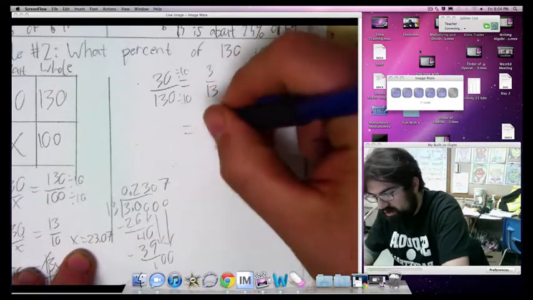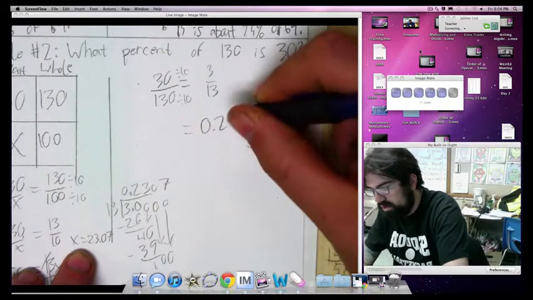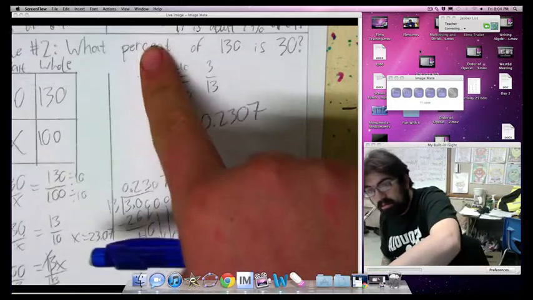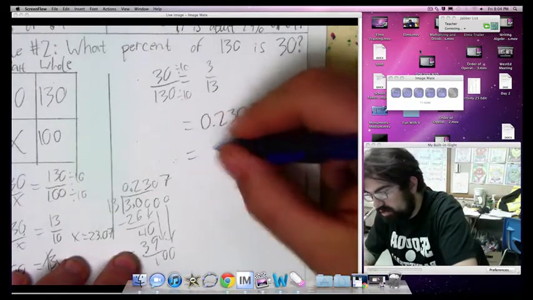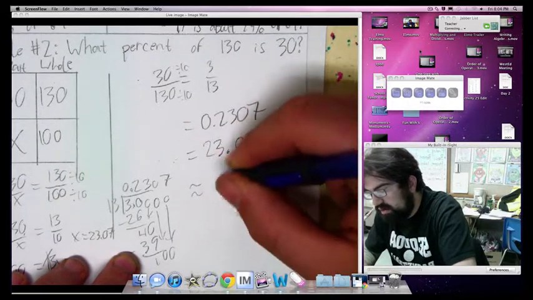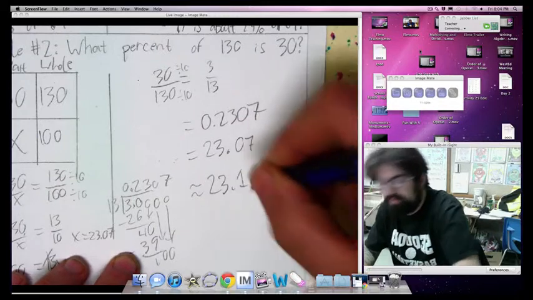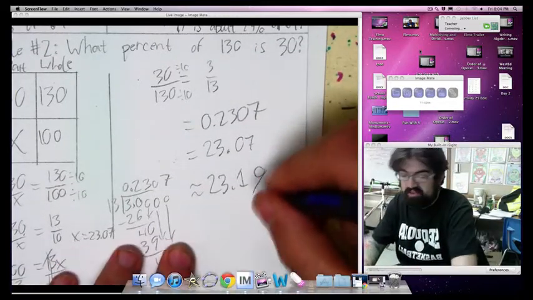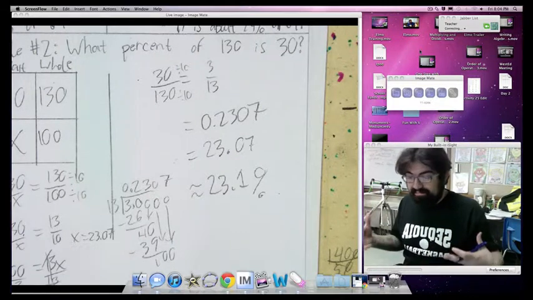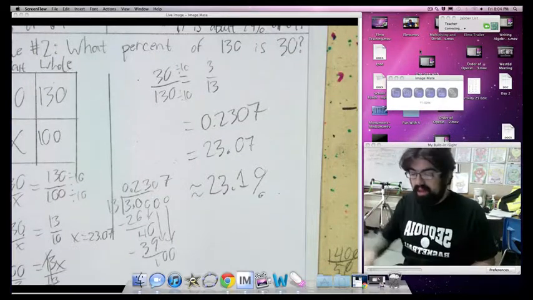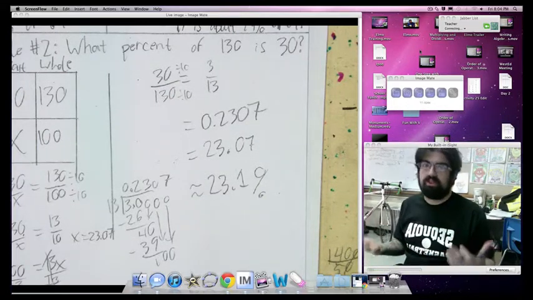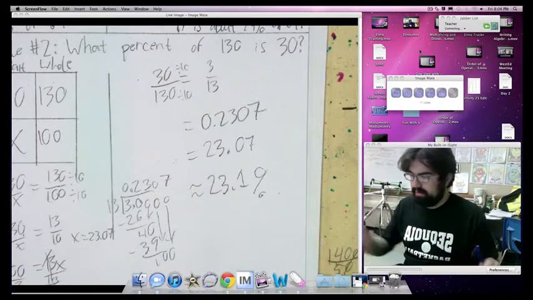So this is about equal to 0.2307. Have to change the decimal into a percent. So this is equal to 23.07, which is about 23.1%. Don't forget that percent symbol. Bad mojo. Another way of doing it, just a little different. You can get confused on just about anything. Do whatever works for you. Whatever makes sense, go for it.